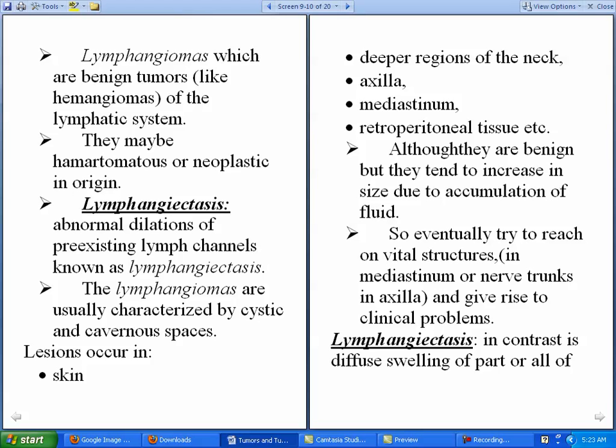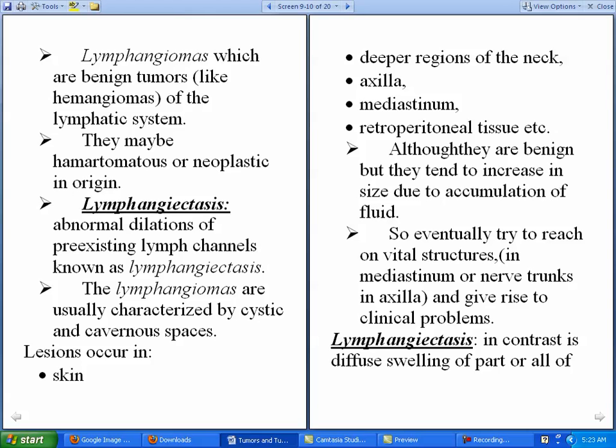And there's a difference between lymphangioma and lymphangiectasis. Lymphangiectasis is actually the normal dilation of the pre-existing lymph channels. And so that's why it's called lymphangiectasis. And the lymphangiomas are actually characterized by cystic and cavernous spaces.